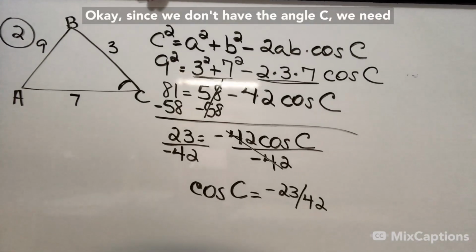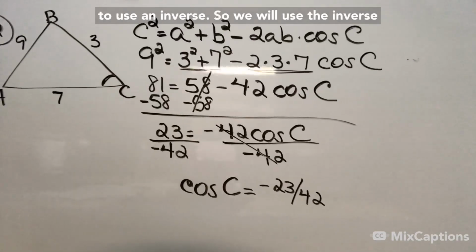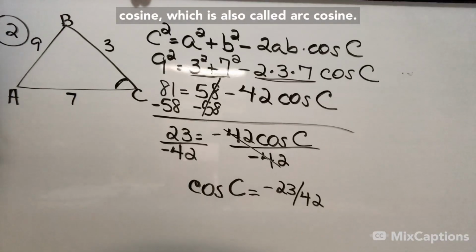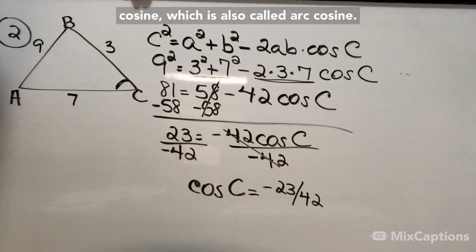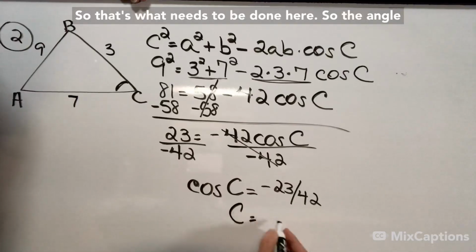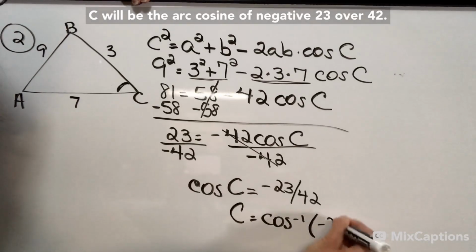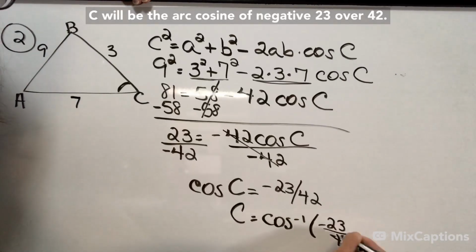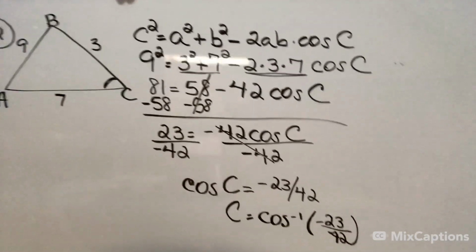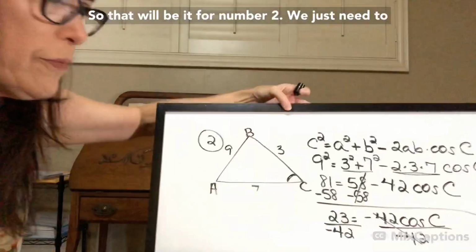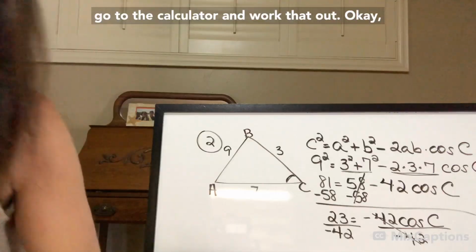Okay, since we don't have the angle C, we need to use an inverse. So we will use the inverse cosine, which is also called the arc cosine. So that's what needs to be done here. So the angle C will be the arc cosine of negative 23 over 42. Okay, so that will be it for number 2. I just need to go to the calculator and work that out.